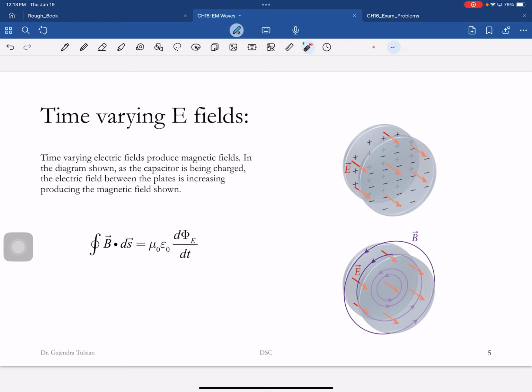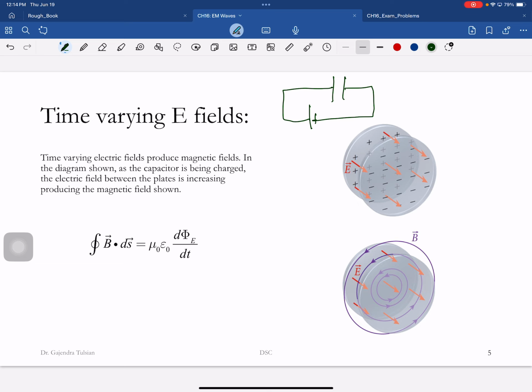Charging a capacitor? Very good, my friend. Okay. So if you're charging a capacitor, as the charge builds up, the electric field there increases. And so as the capacitor is being charged, as the electric field is increasing, there will be a magnetic field, concentric magnetic fields around the plates like that.